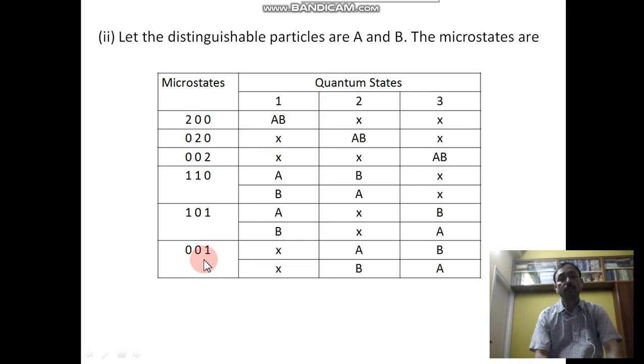For 0, 1, 1, this one will be 0, A, B, reversing B, A, 0. So this one will be 0, 1, 1. So here in this case, we are getting 9 microstates: 1, 2, 3, 4, 5, 6, 7, 8, 9. There is only one incorrect. This is 0, 1, 1. The last one is the 0, 1, 1 microstate.